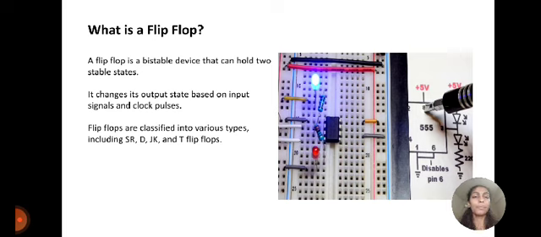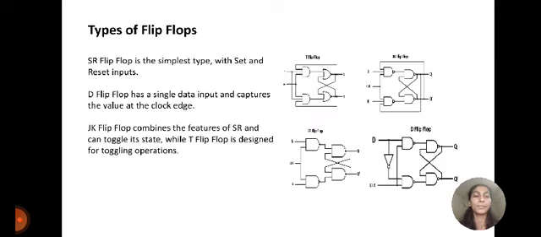What is a flip-flop? You all have a question: what is a flip-flop and what is the use of it? A flip-flop is a bistable device that can hold two stable states. It changes its output state based on input signals and clock pulses. Flip-flops are classified into various types including SR, D, JK and T flip-flops. We are familiar with the T flip-flops.